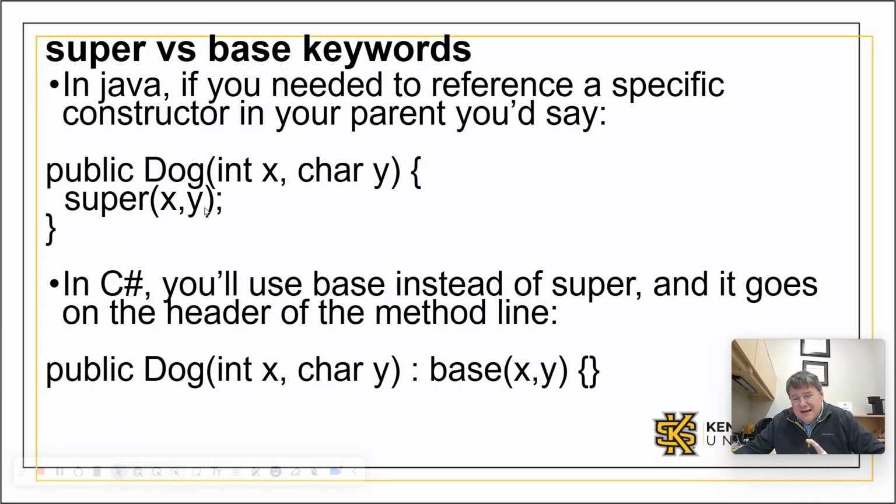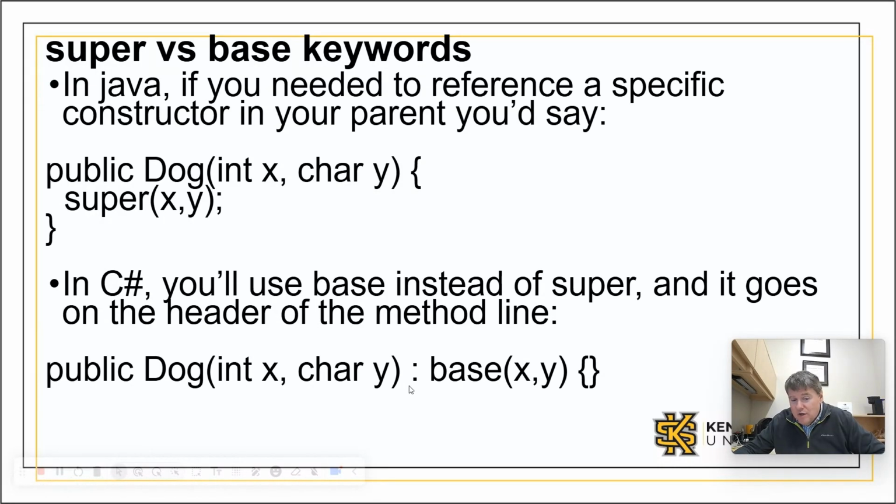So basically what happened is C Sharp said, well, if you're going to force them to put it on the first line, let's just really put it on the first line up in the header. So in C Sharp, you say public Dog, this is your constructor, and it takes in two parameters. And then weirdly, they use the colon again, and then base, which is their keyword for super, XY. So this is saying you're going to have a method, which is a constructor in Dog.